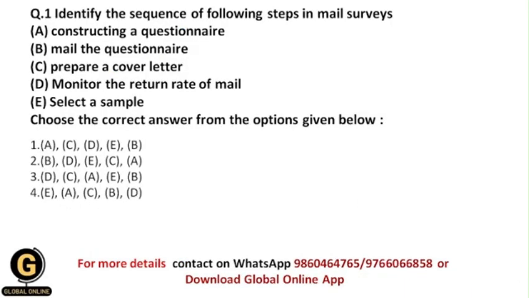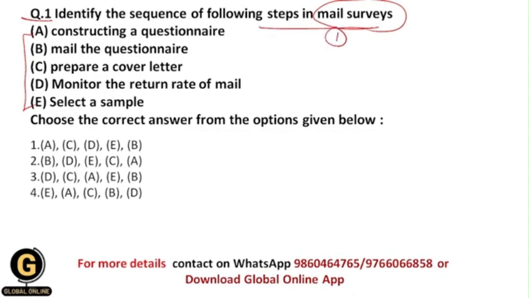First question is, identify the sequence of the following steps in mail surveys. Basically, five steps of mail surveys are given here, and we have to write these steps in a sequential manner. So what exactly are mail surveys? In mail surveys, the survey is administered through mail. We are going to ask the questions to our respondents through the mail, and that's why there are a lot of procedures in that.